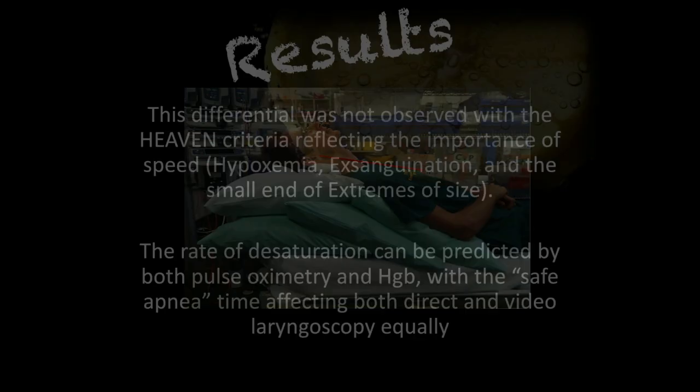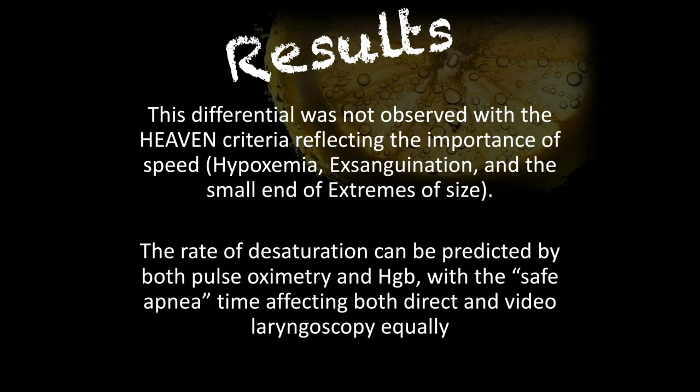And so really the differential was not observed with HEAVEN criteria, reflecting that it's about speed in those patients. It's about the hypoxemia, sanguination, extremes of size. It's about how quickly you perform that and how successfully you are on that first pass attempt. And the rate of desaturation can be predicted by both, obviously, pulse oximetry and hemoglobin concentrations.